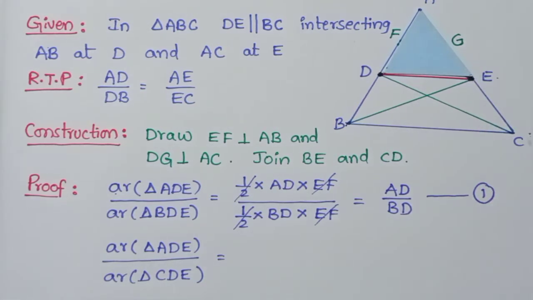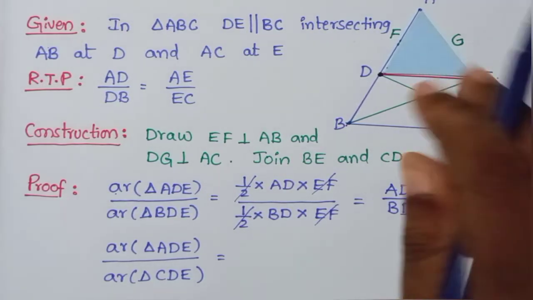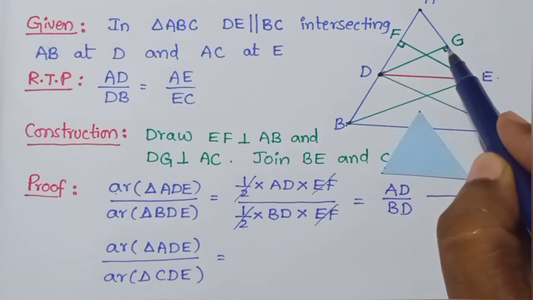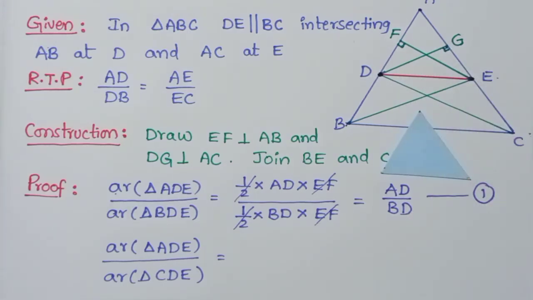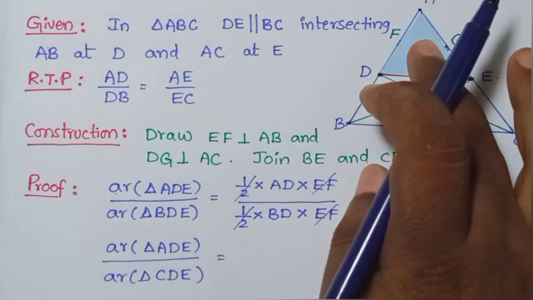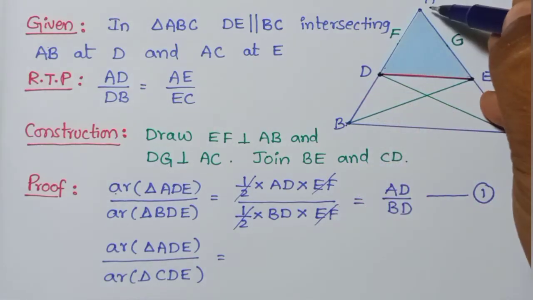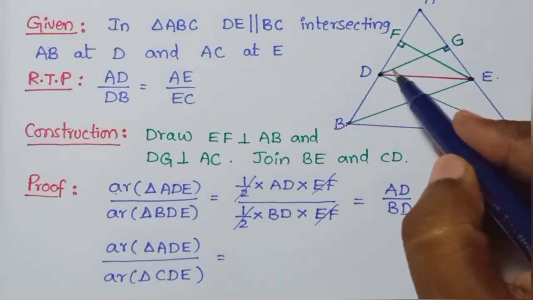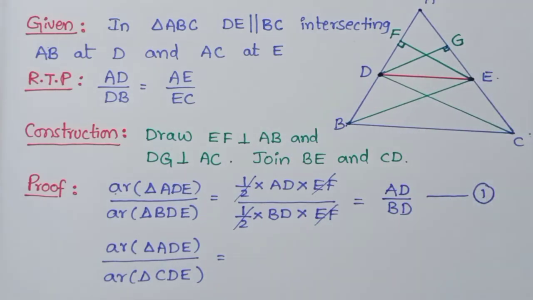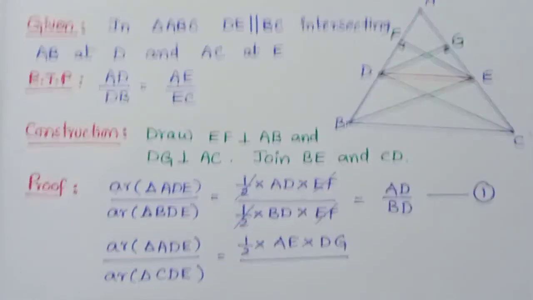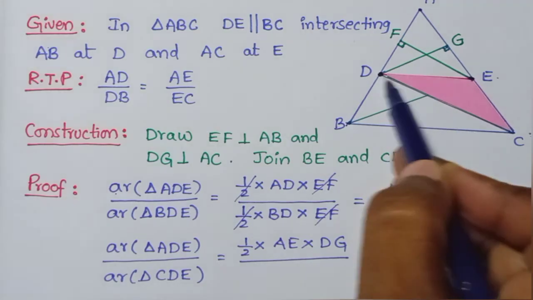AE is base. If you consider AE as base, what will be its height? Its height is DG. DG will become the height of the triangle. Understand? For this triangle, I am considering AE as base. DG will be the height of the triangle. So here we can write half into AE into DG, divided by what is the area of triangle CDE?